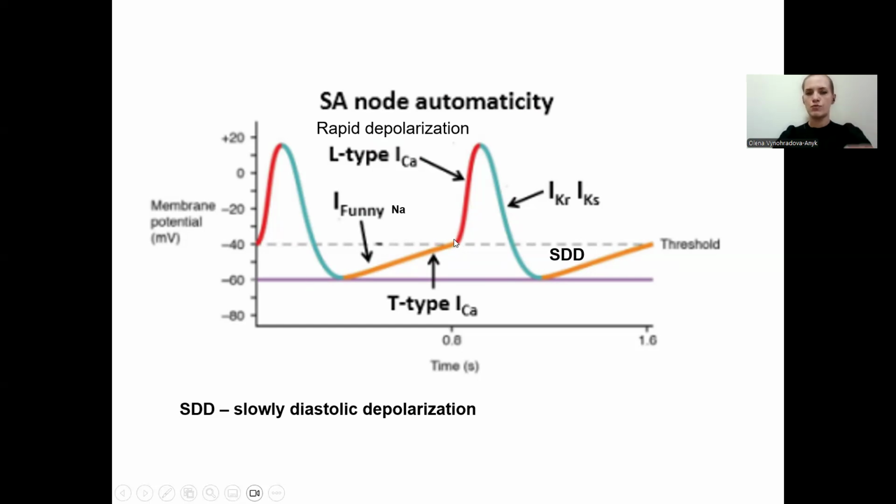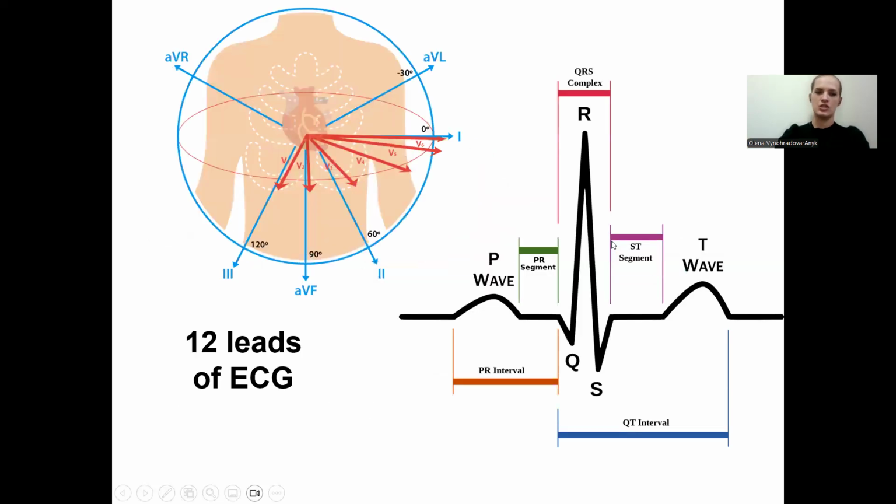From the moment of -40, we have opening of L-type calcium channels, and at this time we have a high-speed depolarization phase, or rapid depolarization. Repolarization happens as usual, because potassium ions move out of the cell, plus ions move outside, and we turn back again to the first line, from where we again automatically have SDD depolarization.